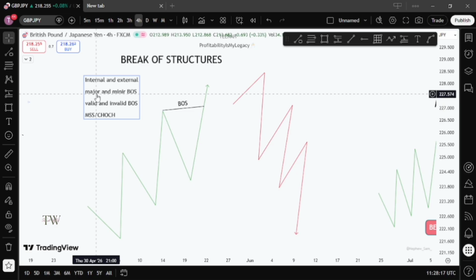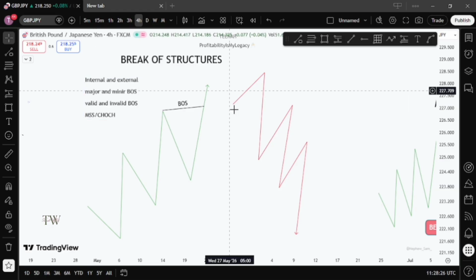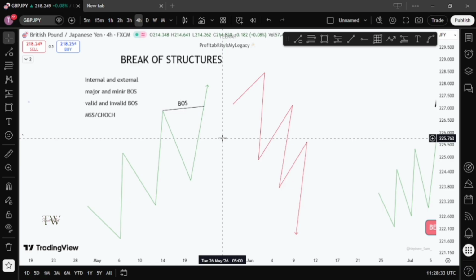So first of all, the external breakout structure occurs when price breaks a major swing high or a major swing low. You're going to usually see this type of breakout structure on the higher time frame, like on the 4 hour time frame, on the daily time frame, weekly time frame, and on the monthly time frame. These are significant market highs and lows that are easily visible on the chart. They are so easy to identify on the chart. It usually confirms the continuation of the overall market trend.